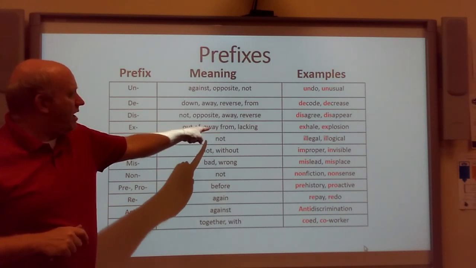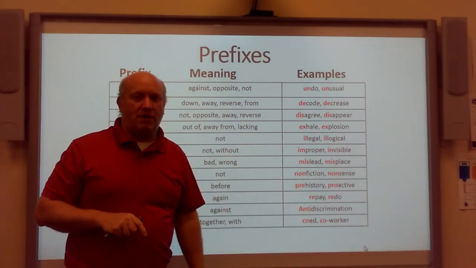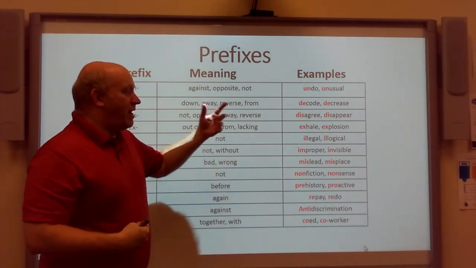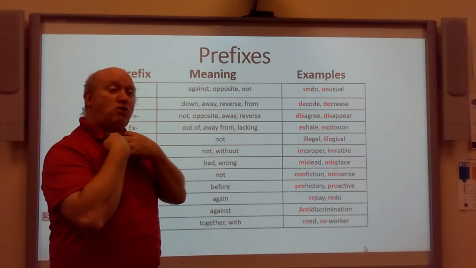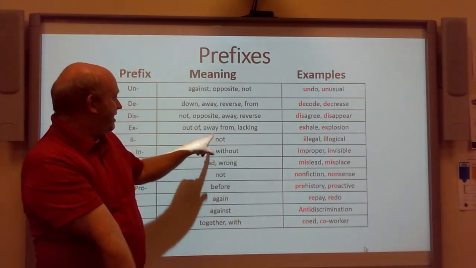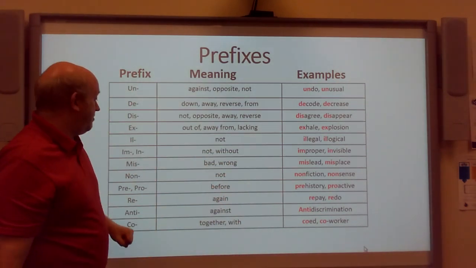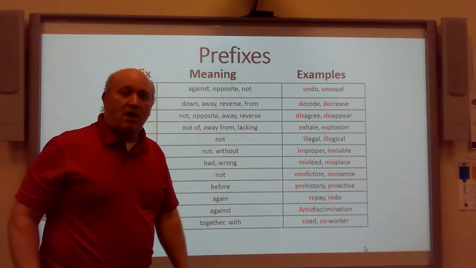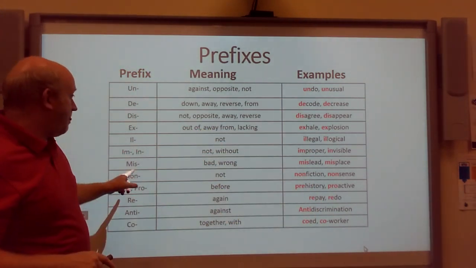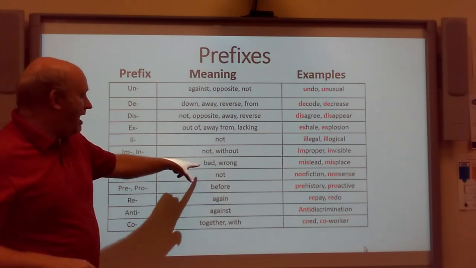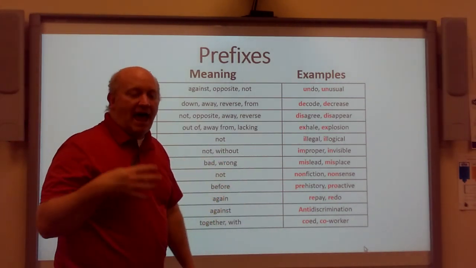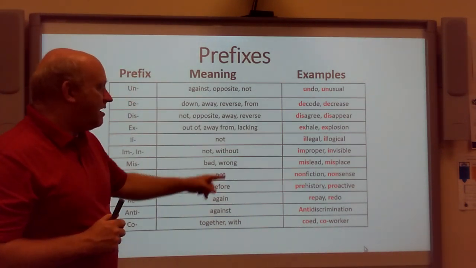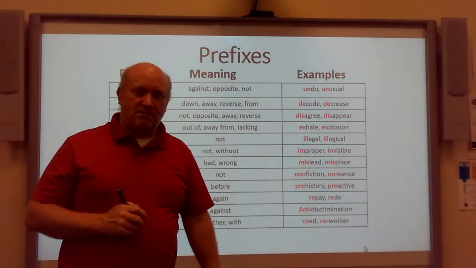Ex means out of, away from, or former, like exhale, explosion. When you inhale, air is coming into your lungs. When you exhale, air is going away from your lungs. Im or in means not or without, like improper or invisible, not visible. Mis means bad or wrong, like mislead, misplace. I misplaced my keys. Non means not, non-fiction, nonsense.